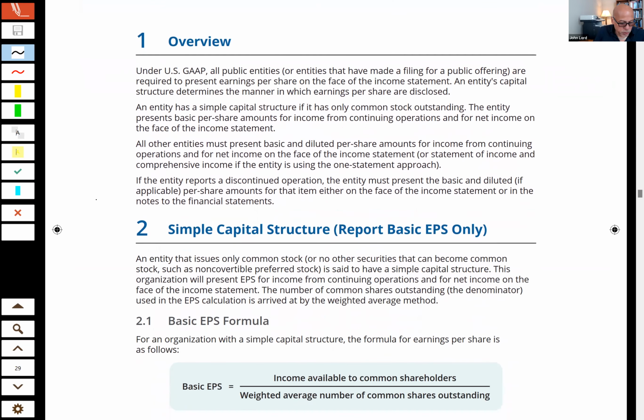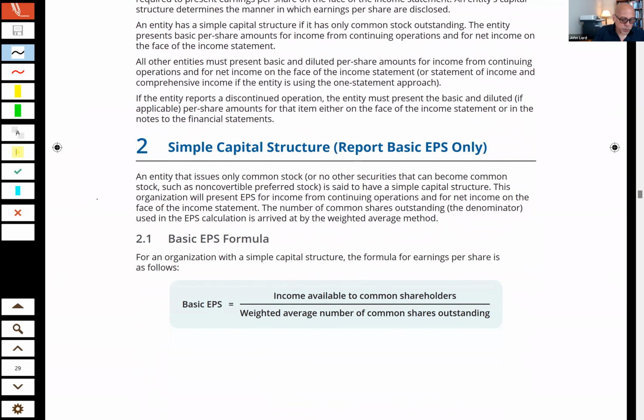So what we're going to look at is earnings per share. And, this stuff really.